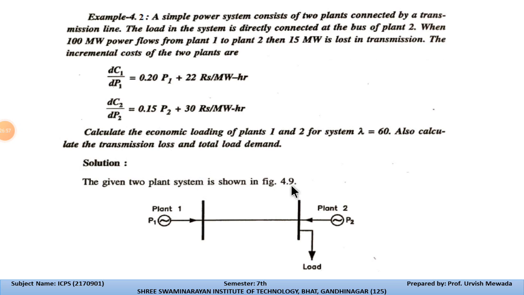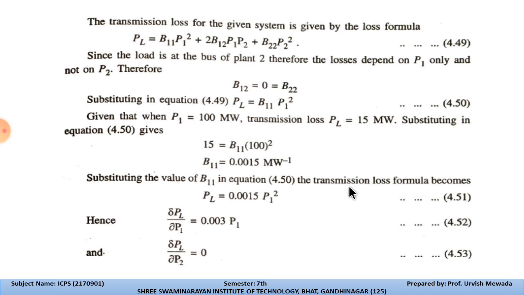This is given in the data, that is two plants. So these are the plants which are connected with this line. So let us discuss the solution. In transmission loss, generally we have the equation that we have already derived, that is PL is equal to B11 P1 square plus 2 B12 P1 into P2 plus B22 P2 square. So this is the equation that we have derived for the transmission loss formula. Since the load is at the bus of plant 2, the loss depends on P1 only. Because at P2 there is no long distance for transmission compared to P1, that's why we are considering P1 over here, and P2 we are not considering.